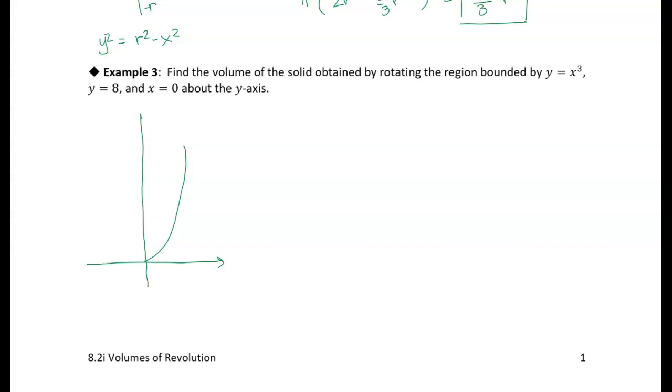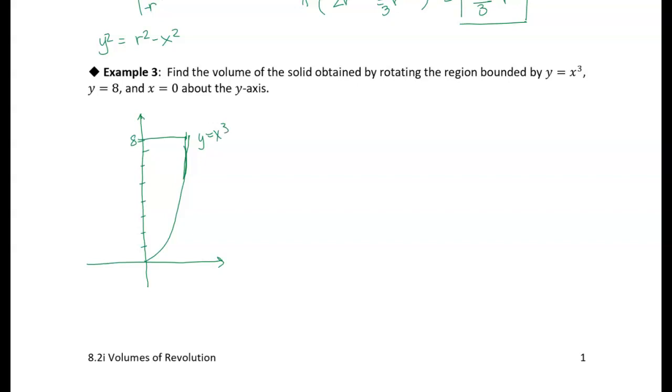Okay, that's one boundary of this region. The other is at 8, so let me see. 1, 2, 3, 4, 5, 6, 7, 8. All right, so let's say that this is about 8, so I don't want it to be too straight up and down. So here's 8. That's roughly what our region looks like, because it's bounded by x equals 0, which is the y-axis. So that's x equals 0. Here's y equals 8, and then this is the curve y equals x cubed.